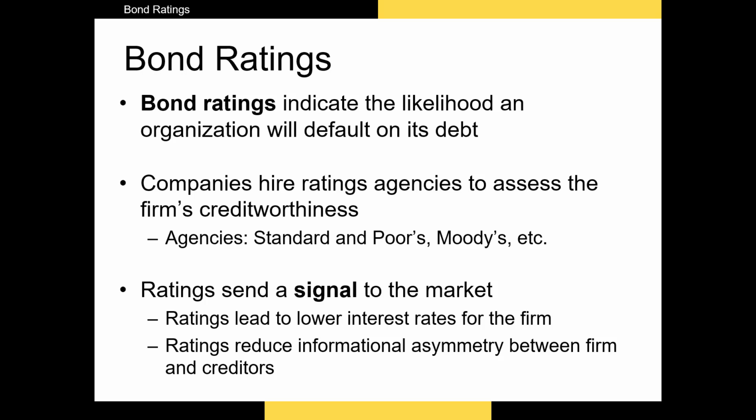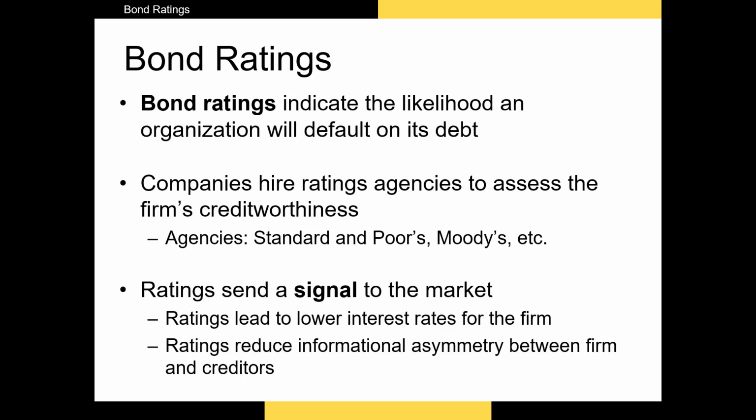The agency will rate the bonds on a scale. Letters closer to the top of the alphabet indicate a bond is less likely to be defaulted upon. You might be wondering why a firm or government would pay a rating agency to provide a rating that might be low. The reason is that bond ratings send signals to investors about the bond quality.